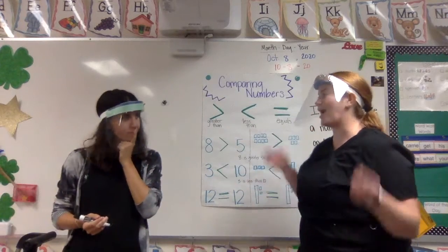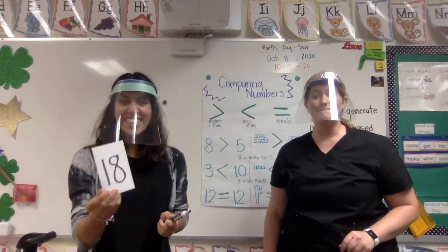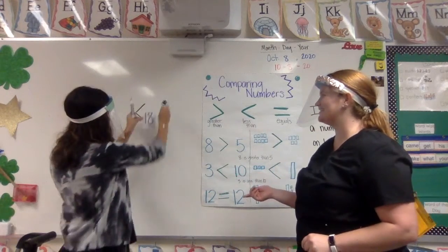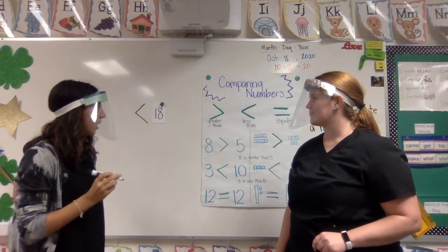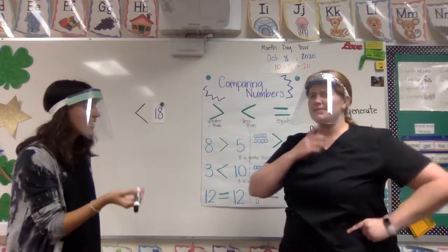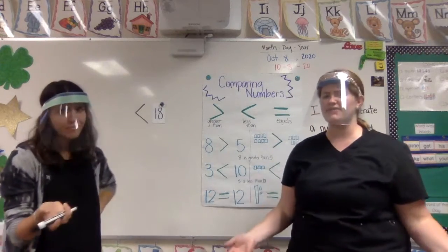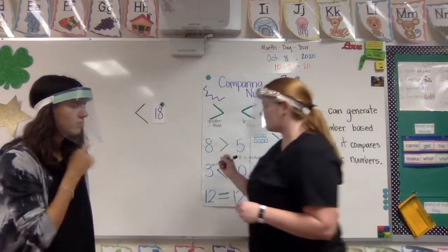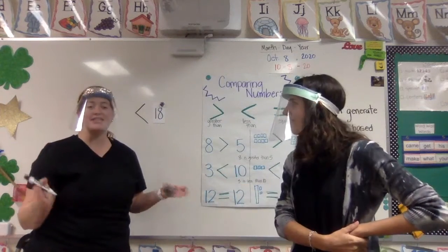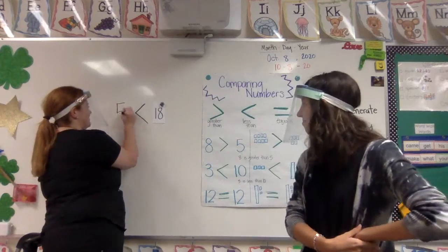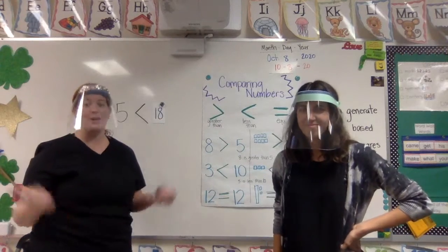Okay, Miss Lestico, I think it's your turn to pick a card. Let's see what number I'm going to pick. 18. Oh, it's that number you really like. I know, I just used this number. So, Miss Lime, do you want to think of a number that's less than 18? Less than would have to be a smaller number. It has to have less of a value. I need a number that's smaller or less. I know a number that's smaller. 5. I could say 5 is less than 18 because it is.